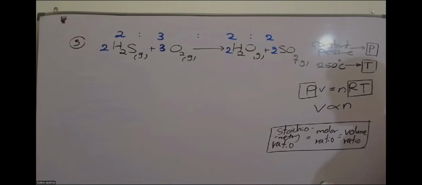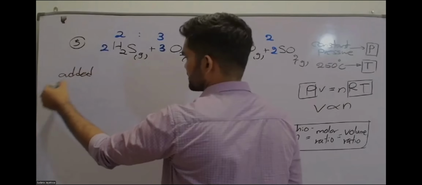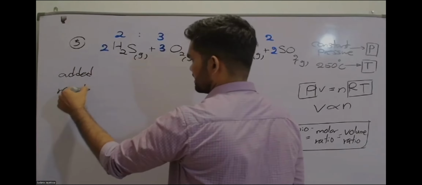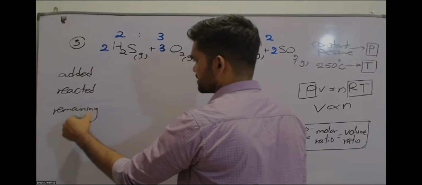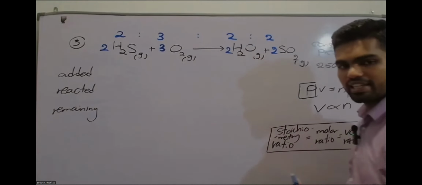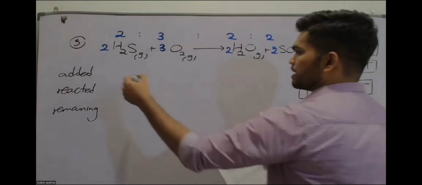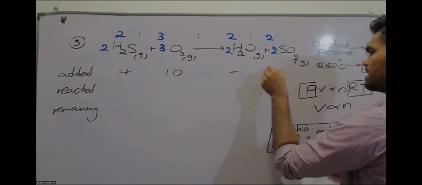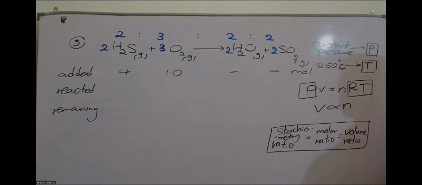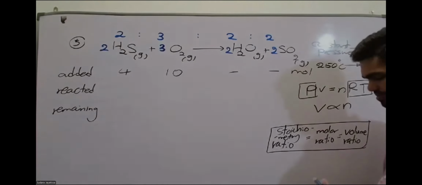So now we don't need to find the moles. We can use the volumes they have given and apply the added, reacted, and remaining method, our ARR method, for this question. Is that clear? Then it is telling H2S you have 4 decimeter cube, O2 you have 10 decimeter cube. You don't have anything from these two. So now let's see what the limiting reactant is.